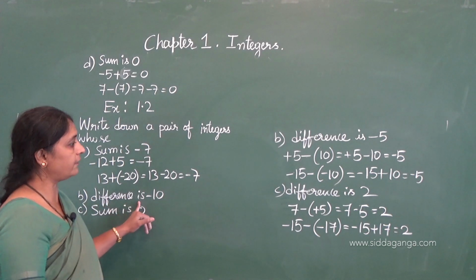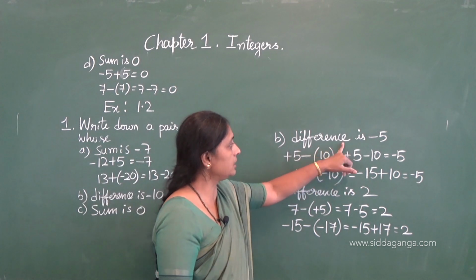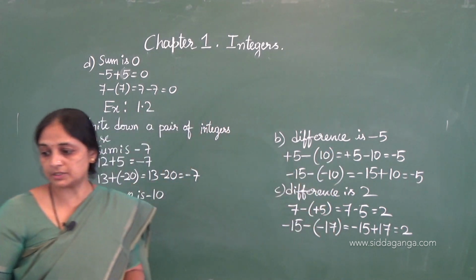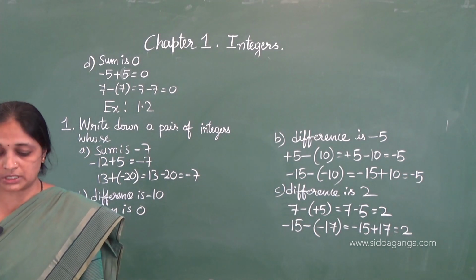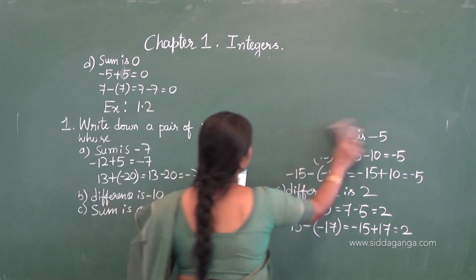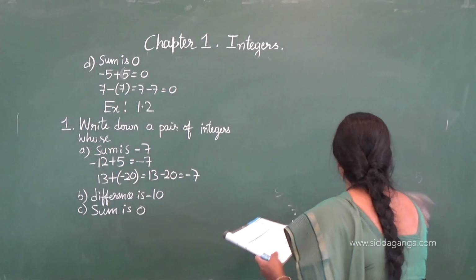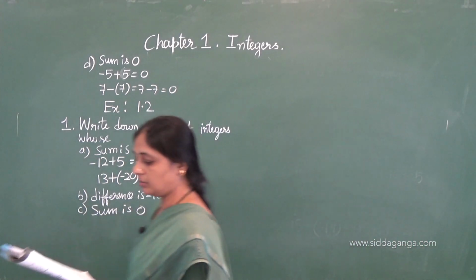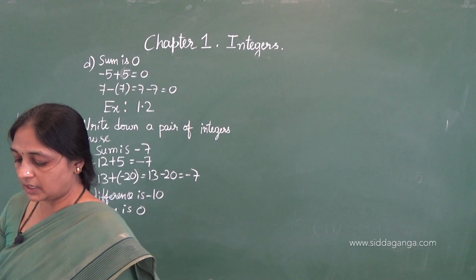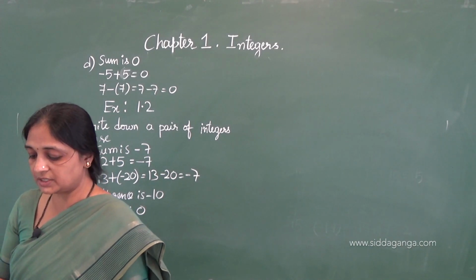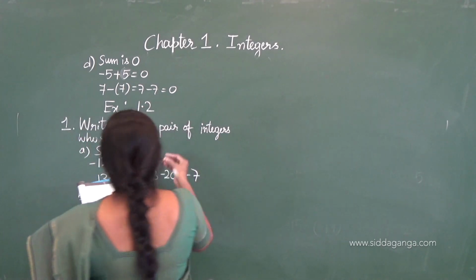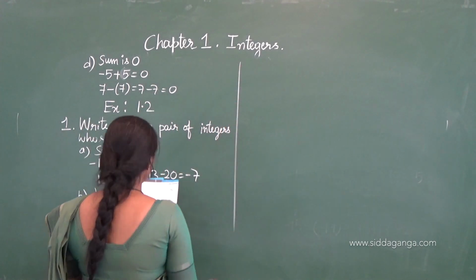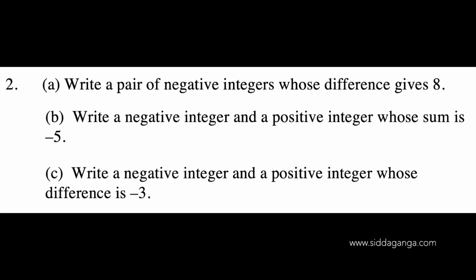And they have given difference. We have already done difference here, okay. So you do those two problems for homework. Okay, I go to the second one, second main. What is the second main? Write a pair of negative integers whose difference gives 8. This is also the same as the first main, second main.